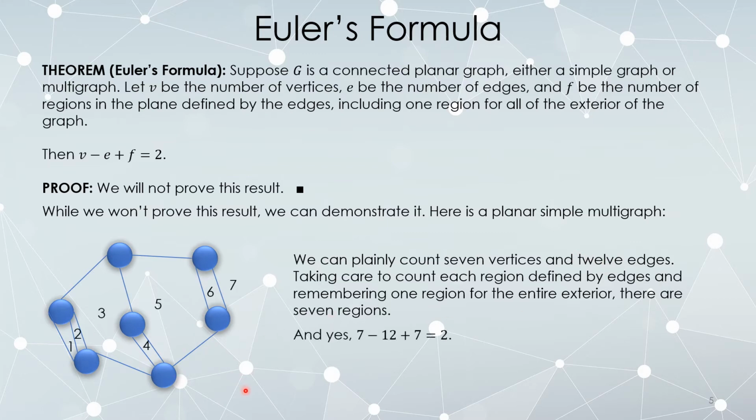And there they are. And indeed, the number of vertices, 7, minus the number of edges, 12, plus the number of faces, 7, is equal to 2. No matter how you draw a simple planar graph, since it's planar, we draw it without edges crossing, so we have well-defined regions in the plane. The number of vertices minus edges plus faces is always going to equal 2. This is a version of what's called Euler's formula. We're not proving it, but it does come up in a whole bunch of different areas of mathematics.